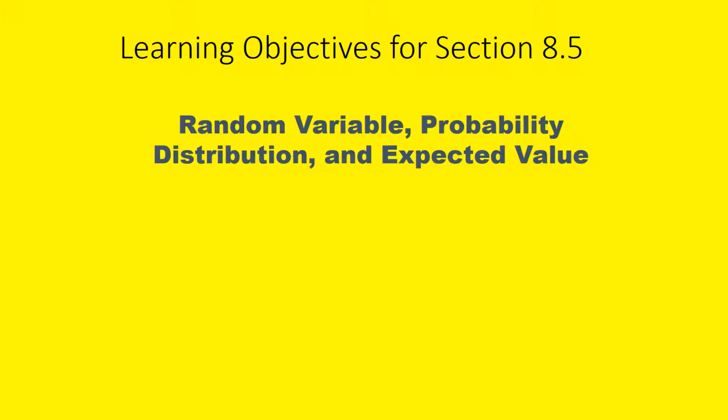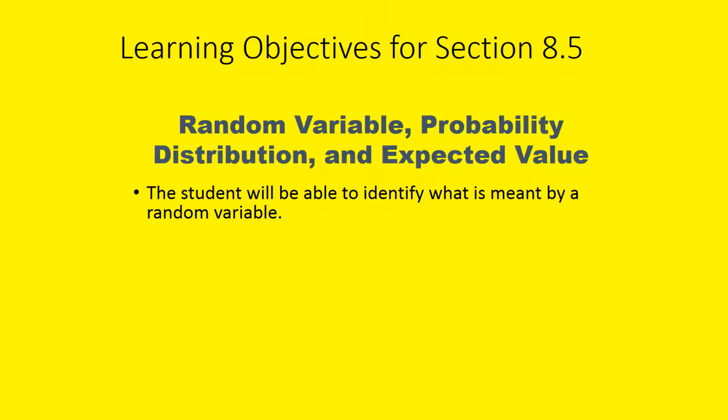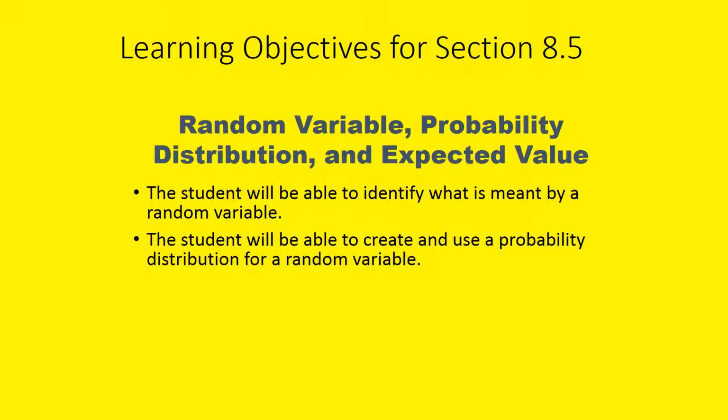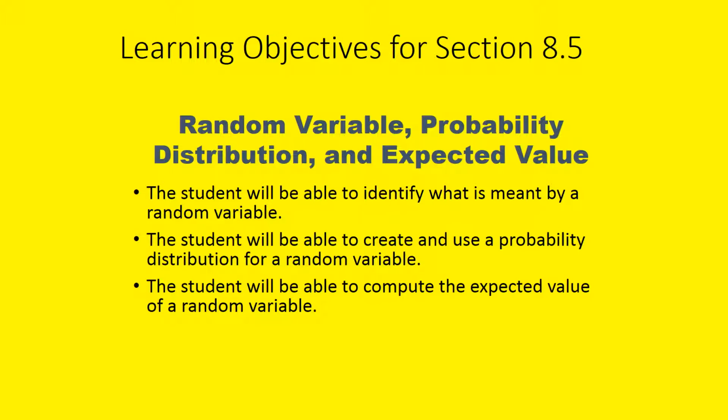Learning objectives for section 8.5. The student will be able to identify what is meant by a random variable. The student will be able to create and use a probability distribution for a random variable. The student will be able to compute the expected value of a random variable.